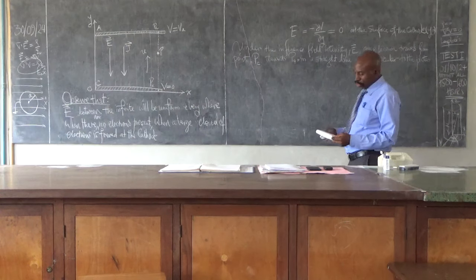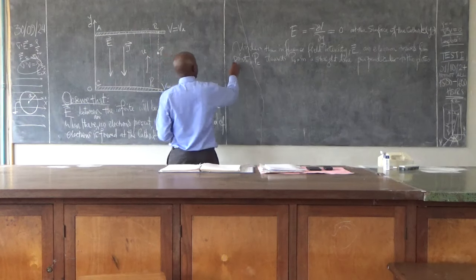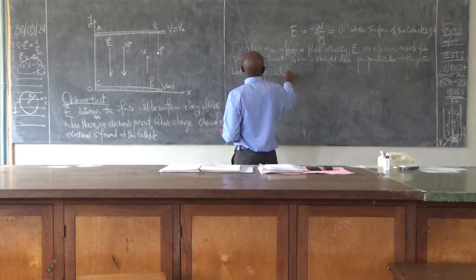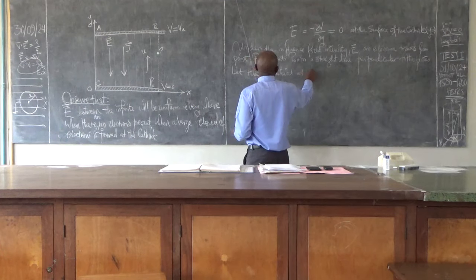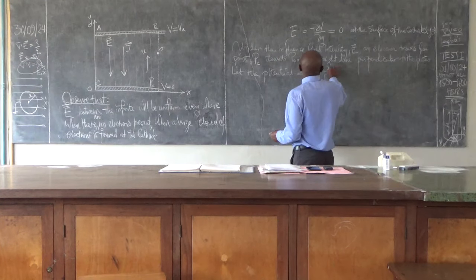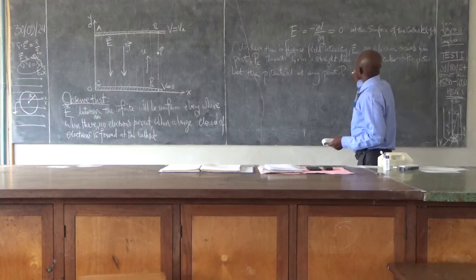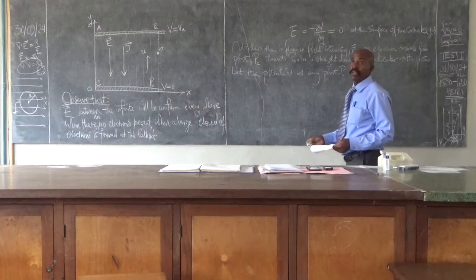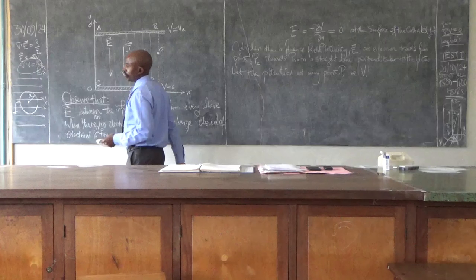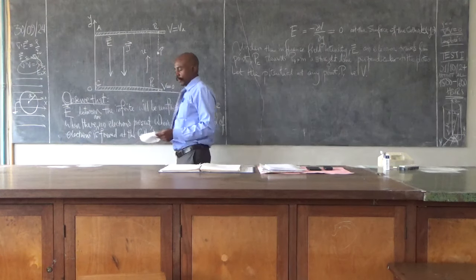So let the potential at any point P, this one here, let the potential at any point along that path be dV. So that's the potential we can find at this point here, for an electron which is moving from PC towards PA.